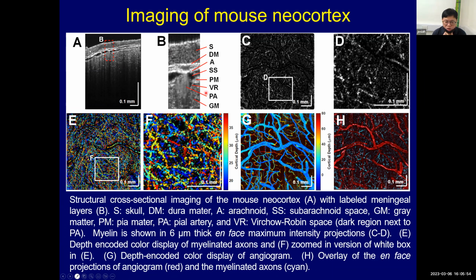If we scan an XY region, we can actually get the myelin fiber information, because the myelin is highly absorptive and highly scattering. So they will appear like fibers if you look at the en face view. And then, similar as before, you can also extract the vasculature information from the OCT image.